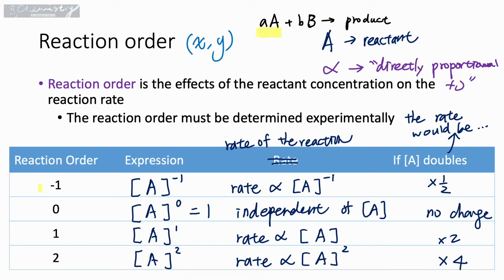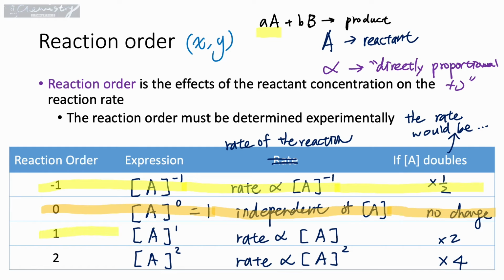So if it's negative first order, the way we express it is A to the negative first. The rate will be directly proportional to the inverse of the concentration. And if we double the concentration of A, the reaction rate is going to be halved. For a zeroth order reaction, it's basically independent of A, so sometimes A is not even included in the rate law. And if we double the concentration of A, the overall reaction rate is not going to change.